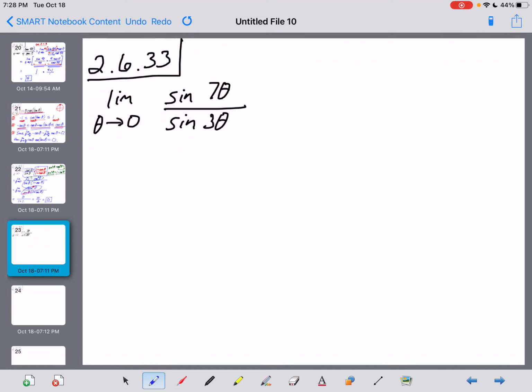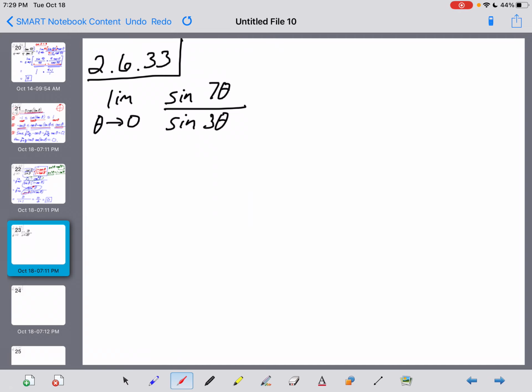2.6, number 33, is an interesting exercise here, guys, in the idea that it's possible with some of these trigonometric limit problems to get the right answer, but for a reason that makes no sense at all. And I've got to warn you guys that that is not going to get you full credit on a test or a quiz. So do me a favor, don't write down anything I'm about to do.